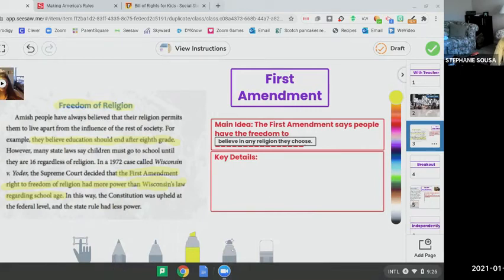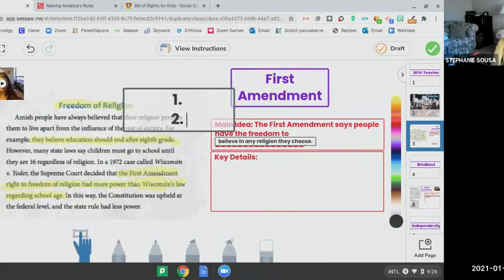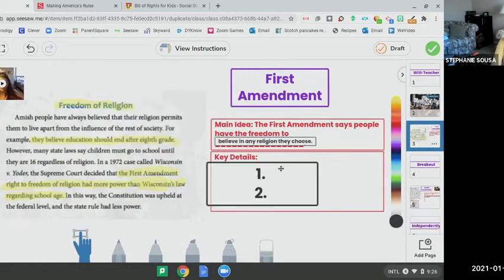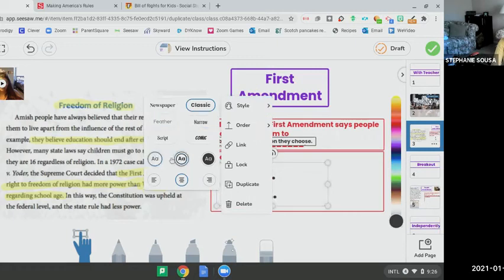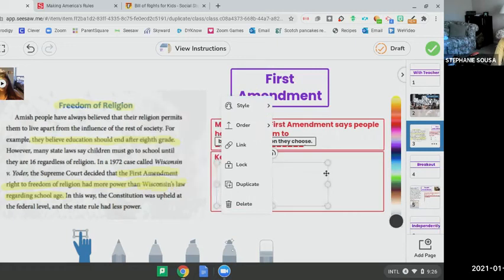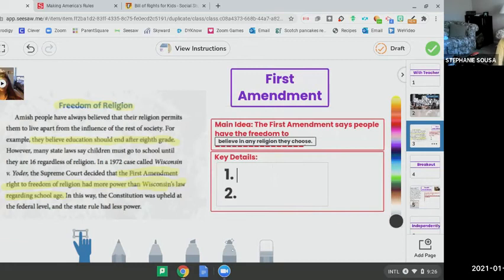So we're going to write this down in key details. So we highlight 2 details, and in my brain, I like to think in terms of lists. So I'm going to make these into a list. My first detail and my second detail. Okay. The first detail that I highlighted was they believe education should end after 8th grade. I don't want to be a copier, so I'm going to change this into my own words. Okay, I'm going to put this into a sentence that makes sense to me.